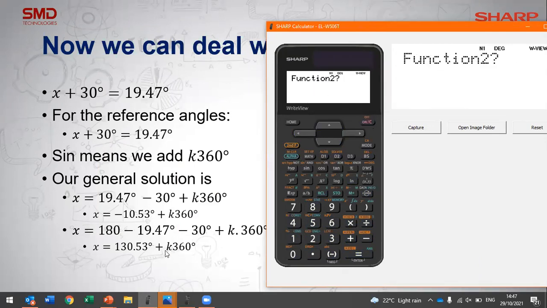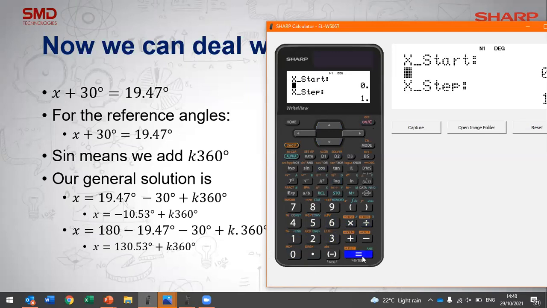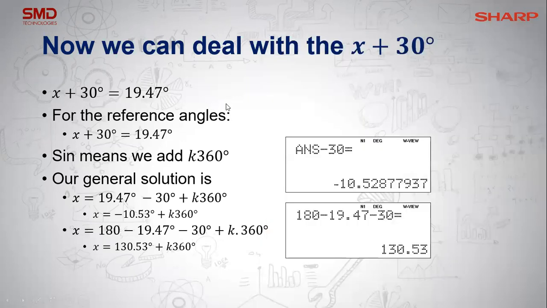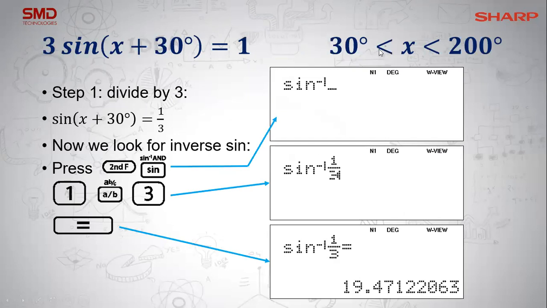And then in my function 2, I'm going to put my other general solution, so 130.53 plus x times 360. That's right. Okay, equals. Again, so you're going to leave your start and step at 0 and 1. And basically what x is now is that K substitution. So we were looking for values between 30 and 200, right?